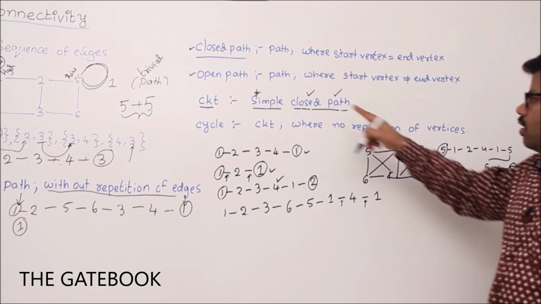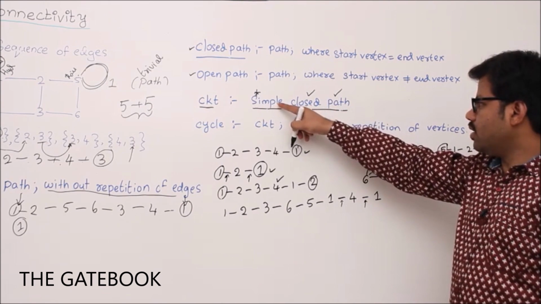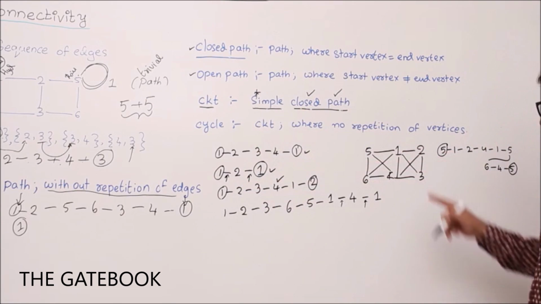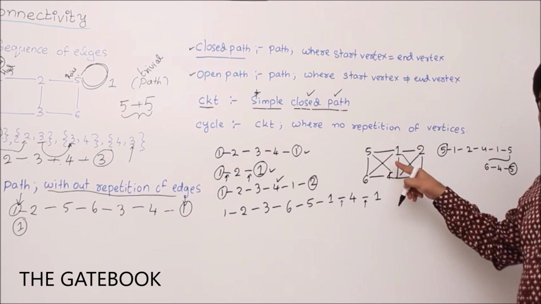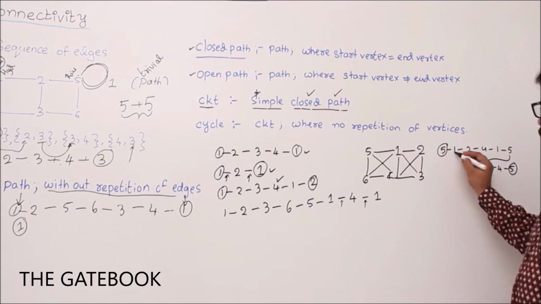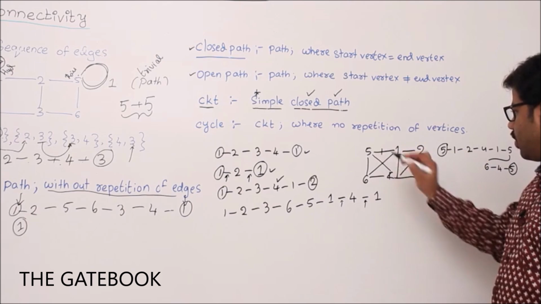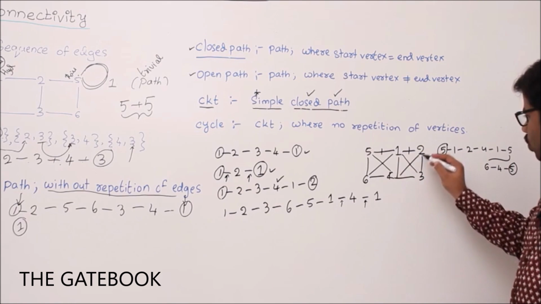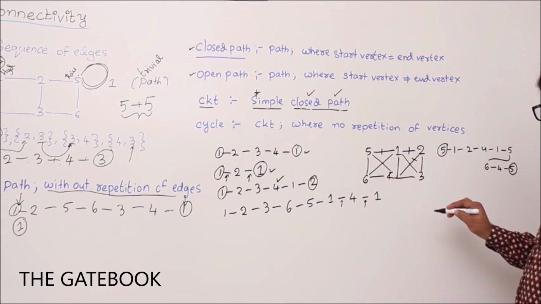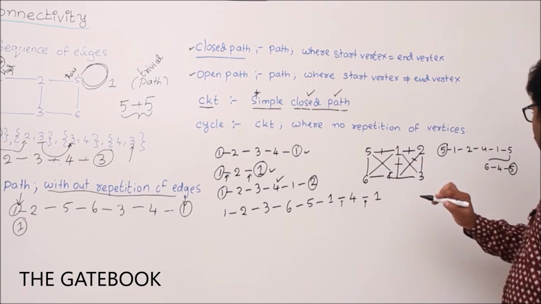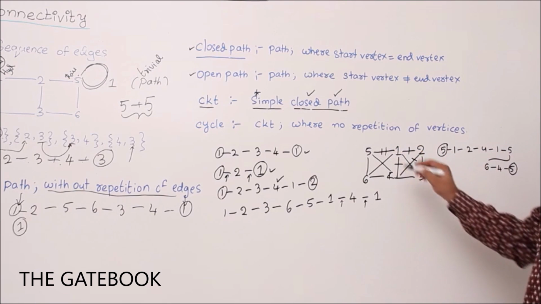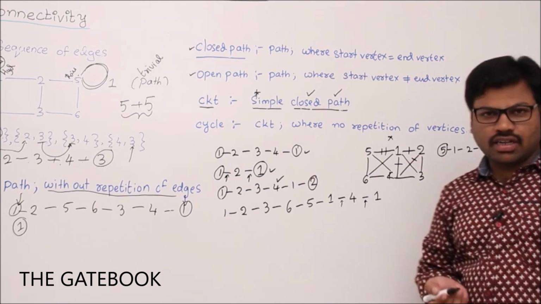Second one, what about simpleness? Is it a simple path? Then there should not be repetition of edges. Let me mark the edges in this graph so that I can check the repetition. 5 to 1, yes, let me cover it. 1 to 2, yes. 2 to 4, okay, this is covered. 4 to 1. Okay, 1 to 5. See, you have repeated 1 to 5 two times. That's why that path is not a circuit.